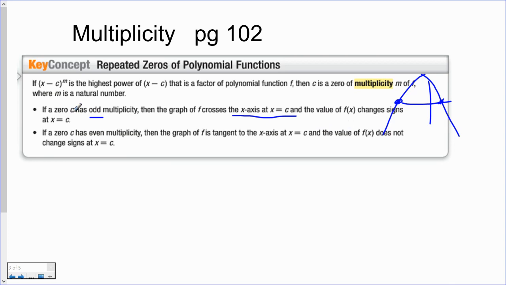Now, the difference is if it has an even multiplicity. So if it's to the second power or fourth power, then what it says is it's going to be tangent at that point.